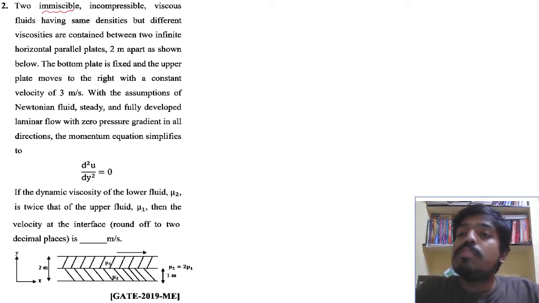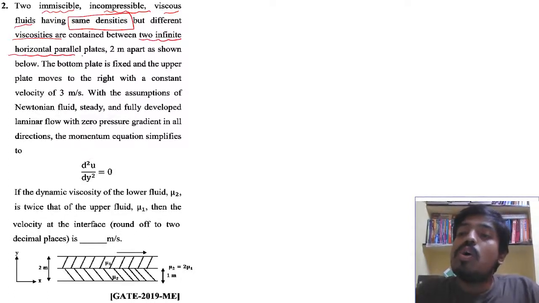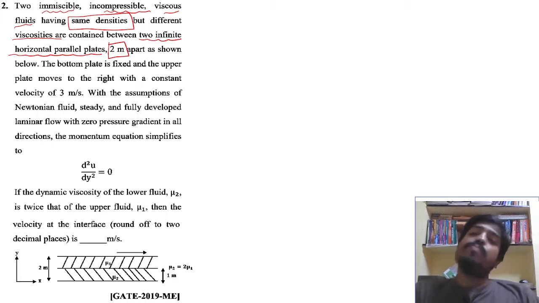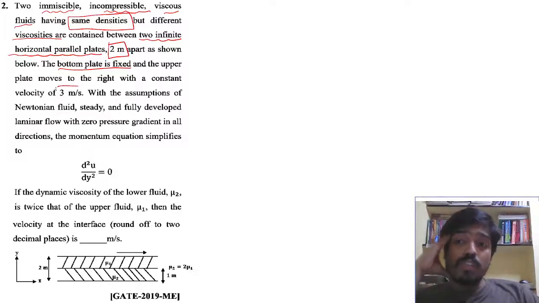Two immiscible, incompressible, viscous fluids having the same density but different viscosity are contained between two infinite horizontal parallel plates. The plates are kept 2 meter apart. The bottom plate is fixed, and the upper plate is moved with the velocity of v.